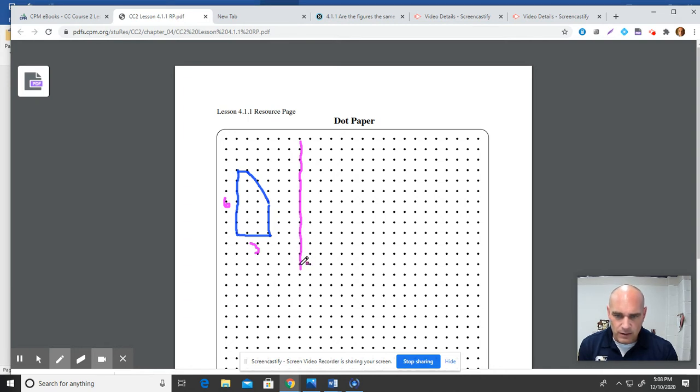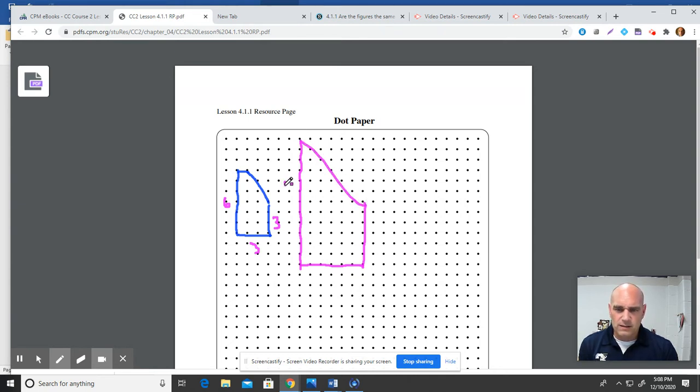So we stop here. We go across 6: 1, 2, 3, 4, 5, 6, and then we went up 3. So we're going to double that, so it's going to be up 6. 1, 2, 3, 4, 5, 6. Yep, 6. And then we connect the diagonals.